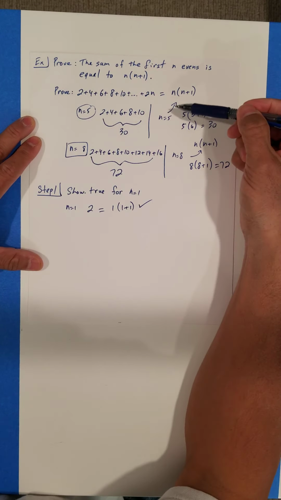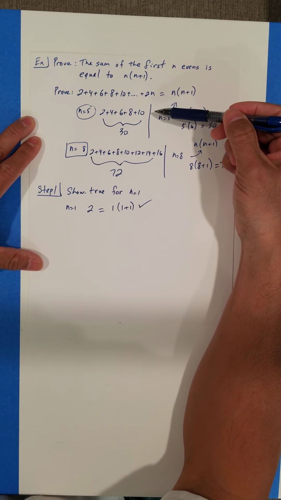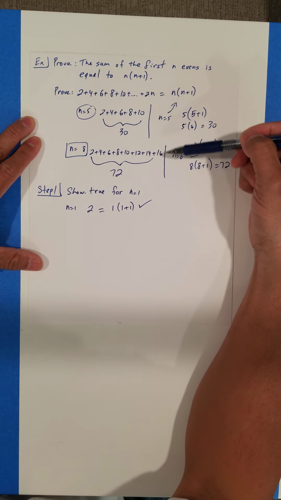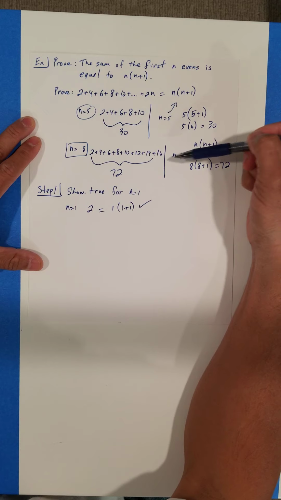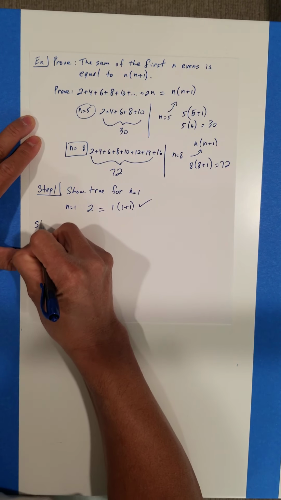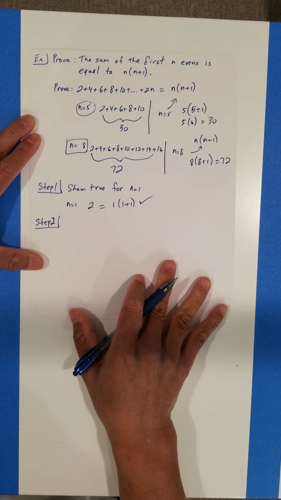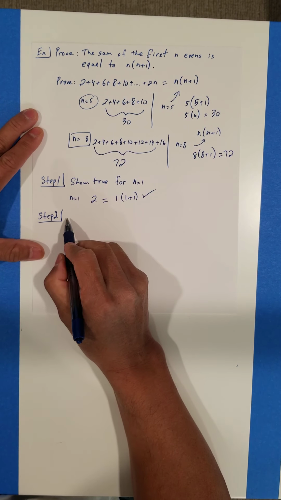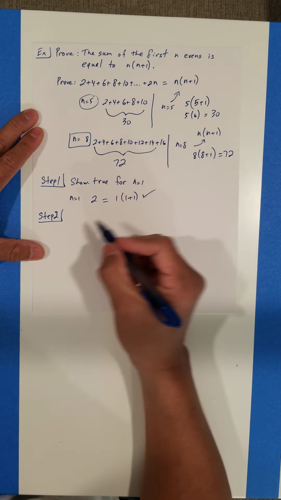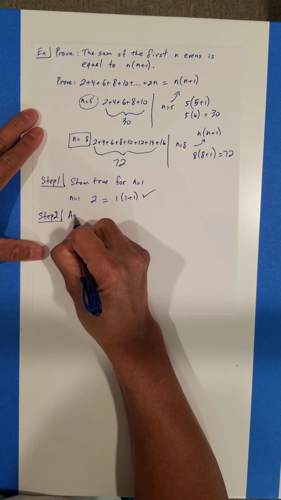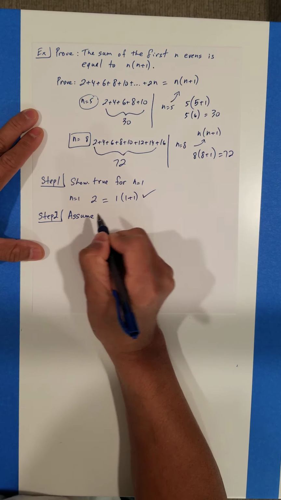Okay, so now that I've shown you n equals 5 works, n equals 8 works, I can show you as many as I want. So that's where step 2 comes in. Step 2 basically breaks down to be, well, now that I've shown you a couple of times, then you kind of believe me then, okay?